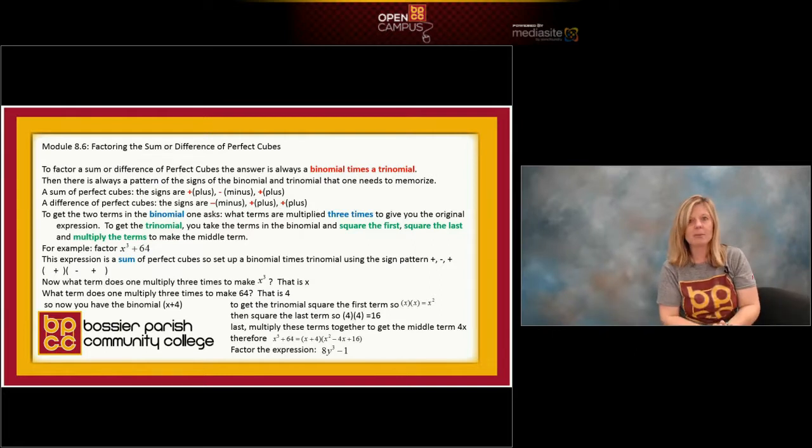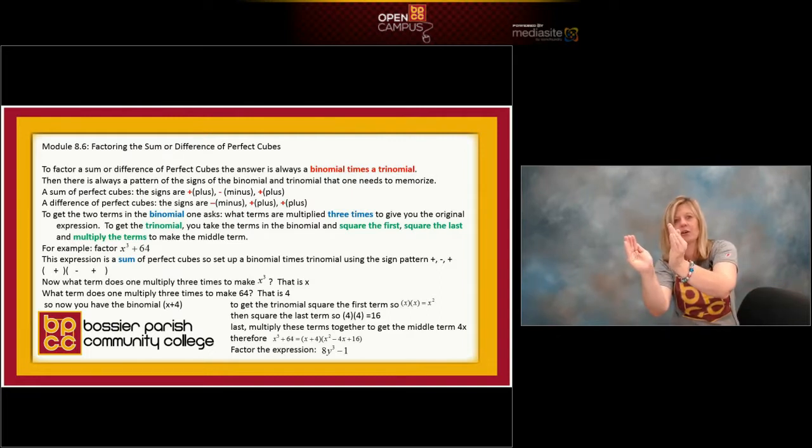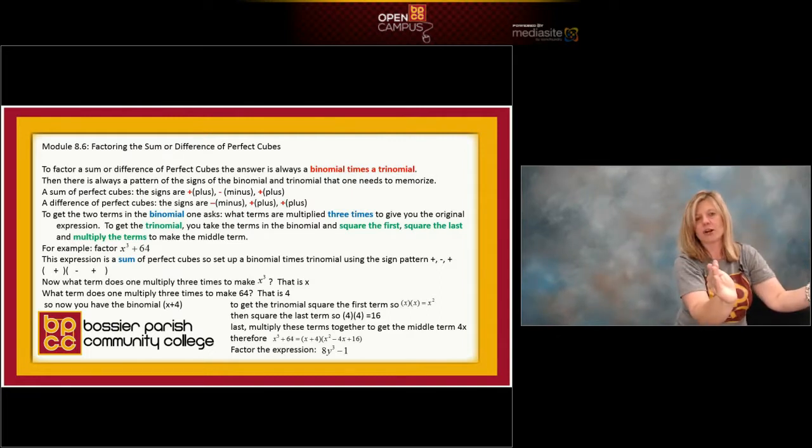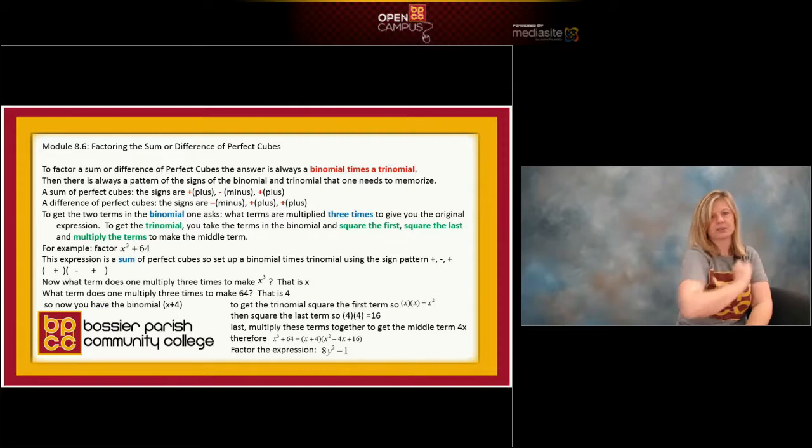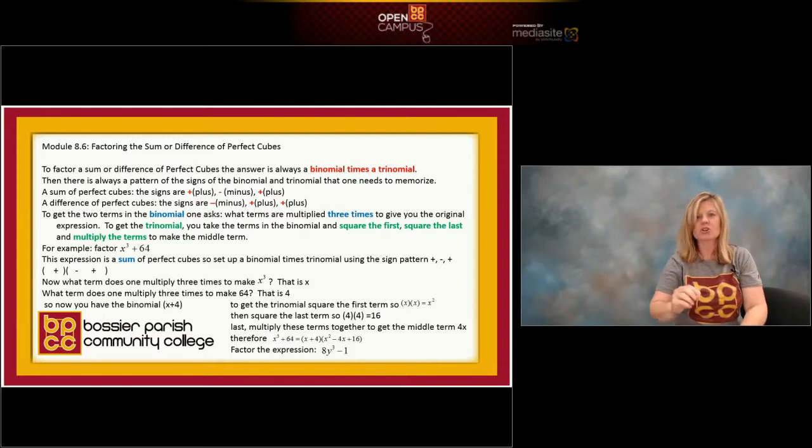So every time you factor a sum or difference of perfect cubes, you're going to put a little parentheses of binomial times a big parentheses of trinomial. If your expression starts out with an adding sign, it's going to go plus, minus, plus. If your expression starts out with a subtraction sign, it's going to go minus, plus, plus. So when we factor this rule, we're going to put the signs in first. Now we got to get the parts.